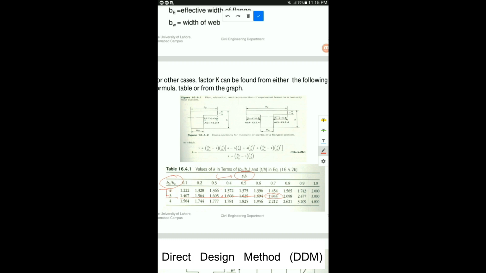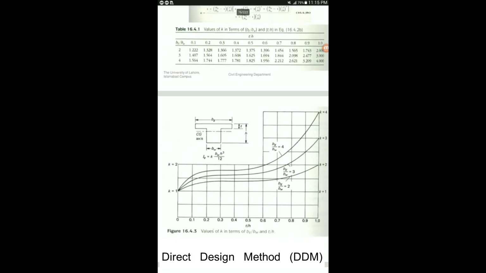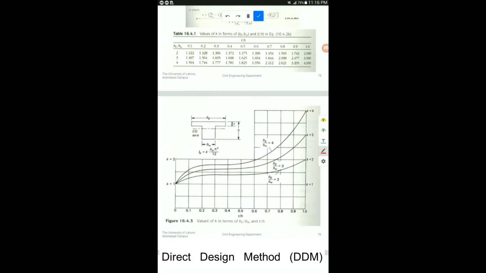There is another, third method, which is using this graph. In the same way, you need to find BE over BW and T over H. So this curve is basically for BE over BW 4, this is for 3, and these values here on the horizontal axis are T over H. So depending upon that, we're going to select a particular value of K.